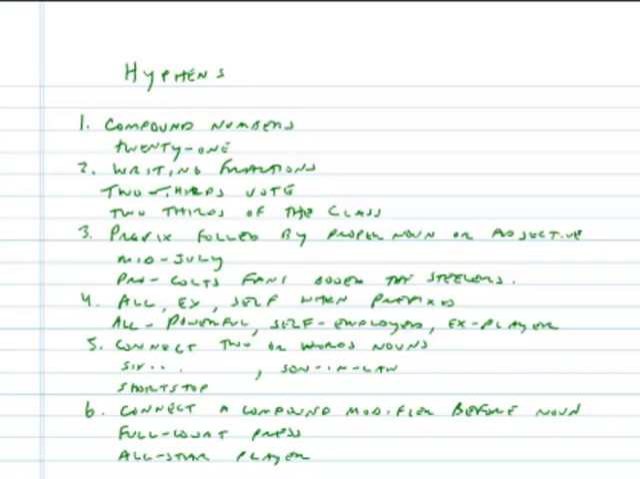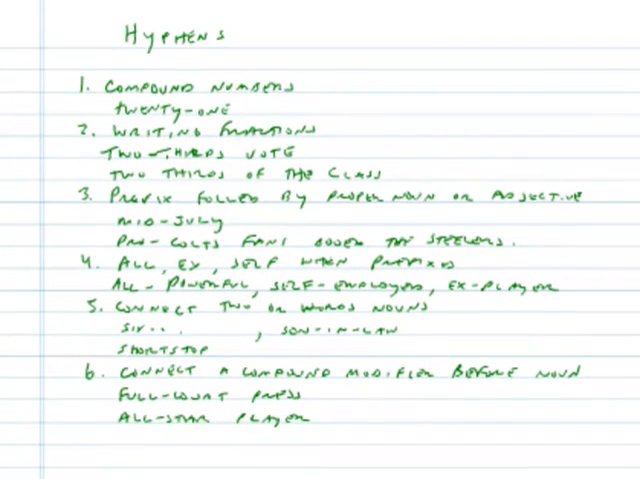The other time you in the past have used a hyphen would be to divide syllables at the end of a sentence, but with the way word processors work today, it's not really necessary to do that. So the next hyphen rule would be one-syllable words should never be divided.